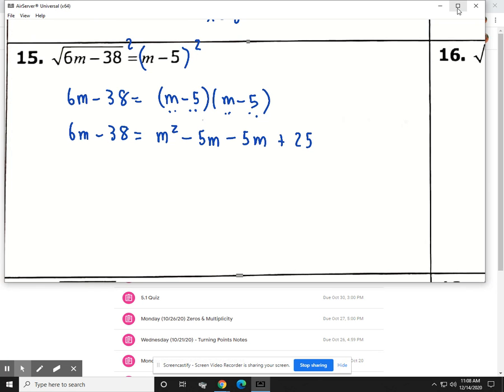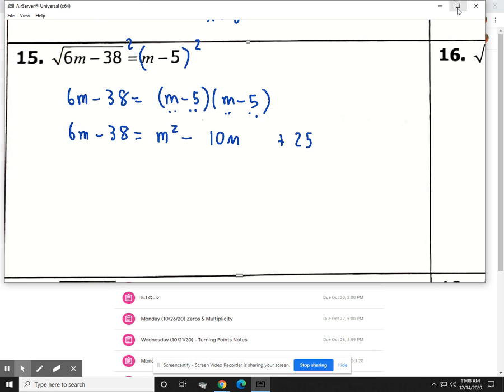No, it cancels if the signs were opposite. Since they're the same, they're going to combine and give me negative 10m. So I'm going to change that real quick. Negative 10m here. So, we're getting closer, but don't we need to bring all this stuff over here?